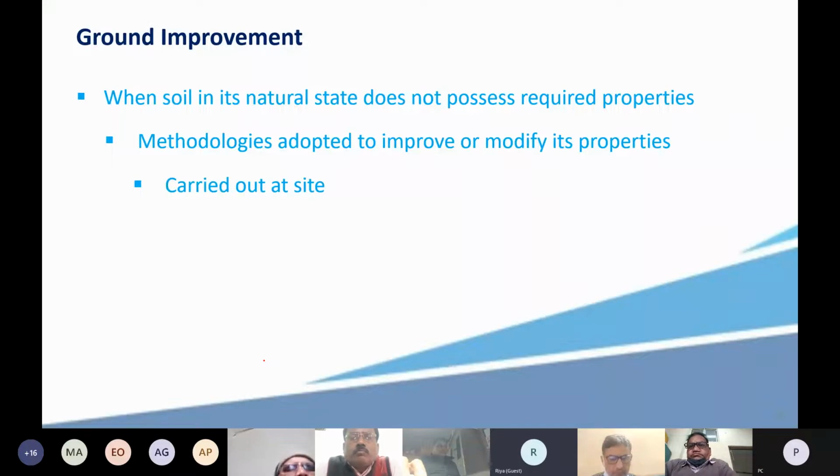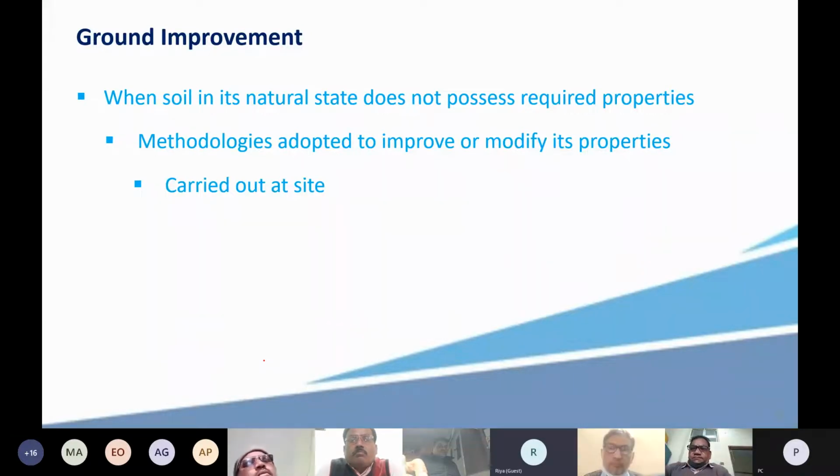Now let's look into what exactly ground improvement is. Ground improvement is a very broad category. There can be tens and hundreds of methodologies that can be used. And why are there so many methodologies? Because the need, for you as a civil engineer, can vary based upon what kind of structure is going to come up. The ground improvement methodology also depends upon what kind of soil you are going to work with.